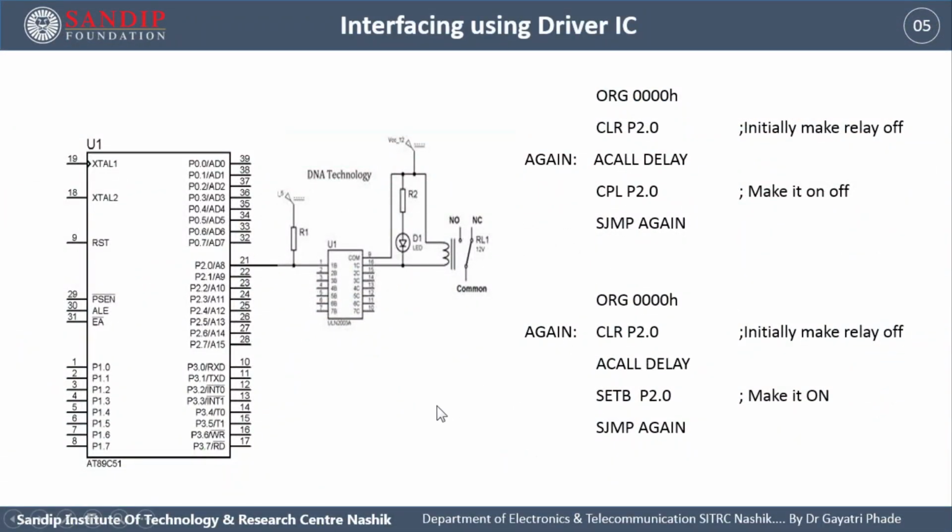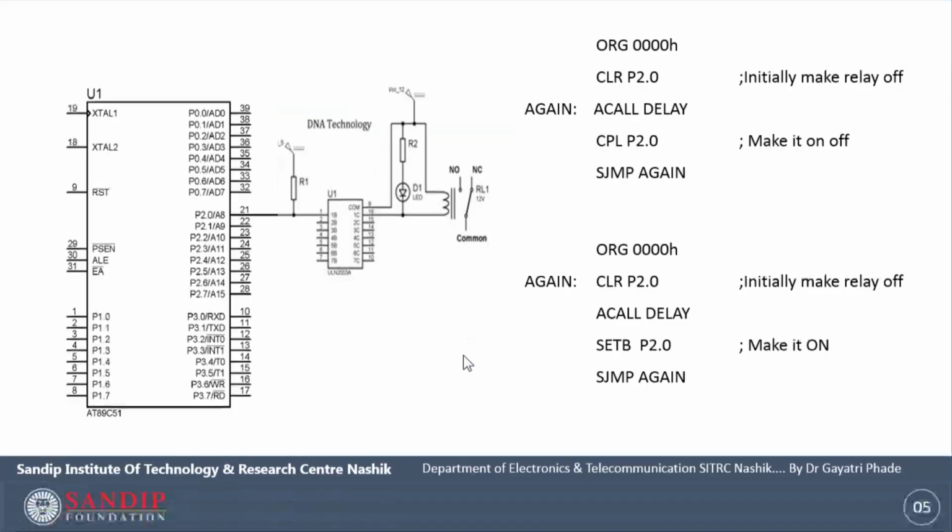Second, the program is the same but the interfacing diagram is changed. Instead of a transistor, now a ULN2003 IC is used to fulfill the current requirement. That is the basic concept only. The rest of the programming is the same for the interfacing of the relay.